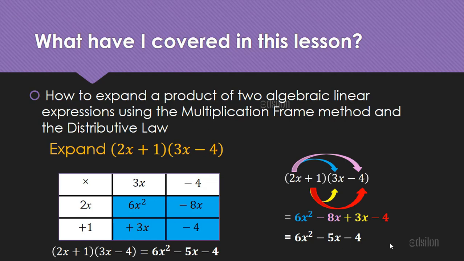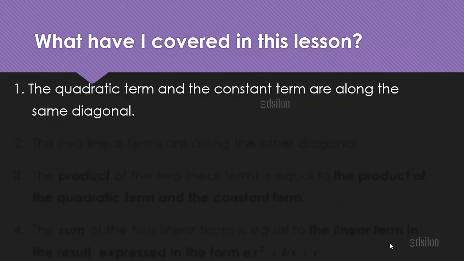Add up these 4 terms to give the result. If you use the distributive law, distribute 2x to 3x and negative 4. Then distribute 1 to 3x and negative 4. You will get the same 4 terms as in the multiplication frame. Simplify the expression, and you will end up with the same result, 6x squared minus 5x minus 4. We have also discovered 4 interesting features about the 4 terms in the multiplication frame.